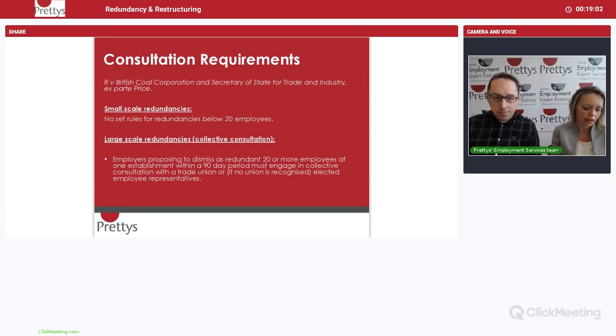Well, in a nutshell, you need to consult when the proposals are still at the formative stage. Do not come across as if you have made all the decisions and it's a slam dunk, the employee is redundant. So consult when they're at the formative stage. Give adequate information to the employees so they can respond to it.